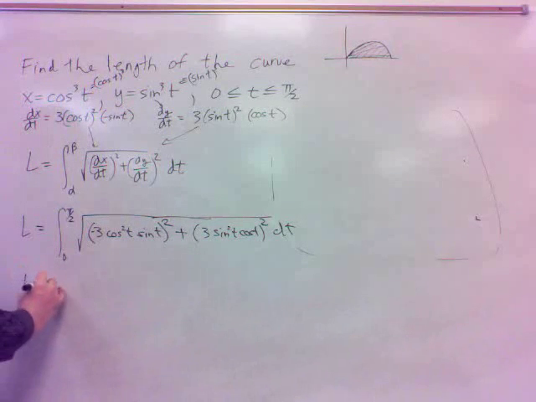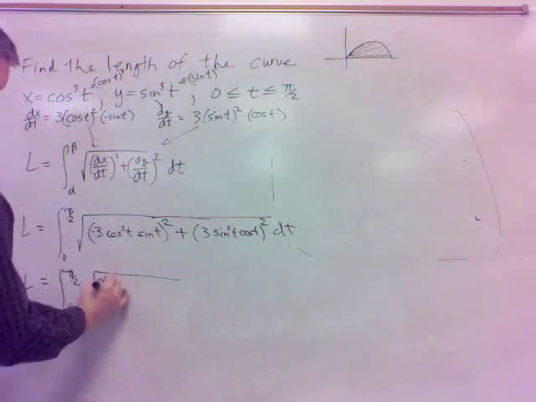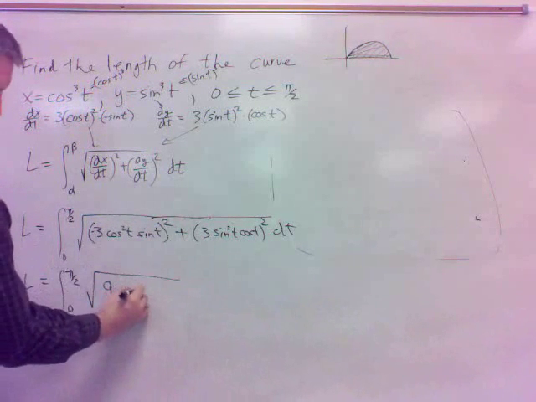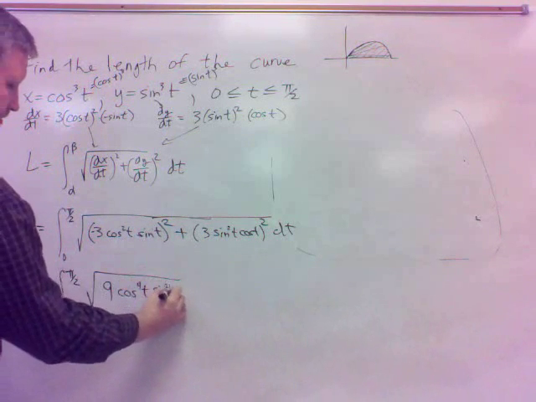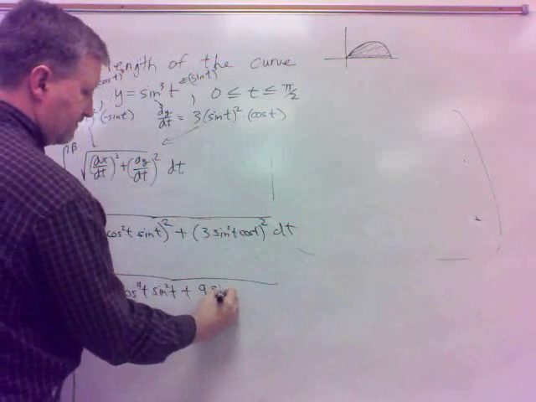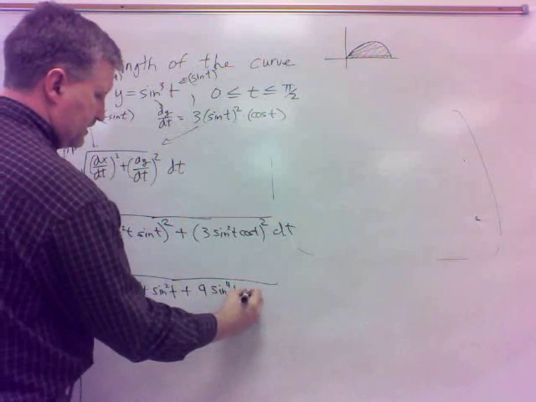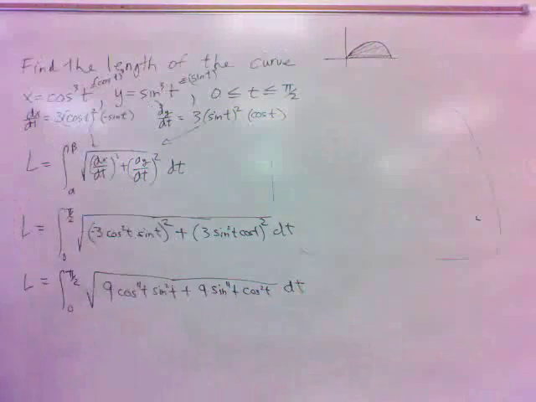All right, so let's square those out. 0 to pi over 2. That'll be 9. Square that, you get cosine to the 4th, sine squared. Same thing basically, 9 sine to the 4th t cosine squared t dt. That's my integral. Which looks bad, but let's see.